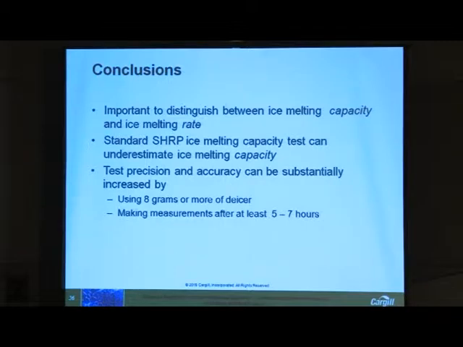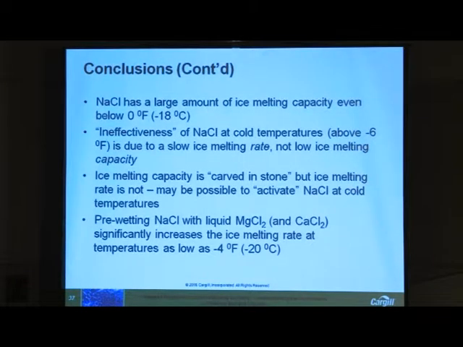We talked about how the standard SHRP test suffers from some imprecision and some inaccuracies, and that it can underestimate ice melting capacities. We saw that we can improve both the precision and the accuracy of the test by using higher application rates in the test and by making measurements over a long enough period of time that we give the chemical enough time to do all of its melting action. We saw that salt has a large amount of ice melting capacity, all the way down to its eutectic temperature, so even to below 0.